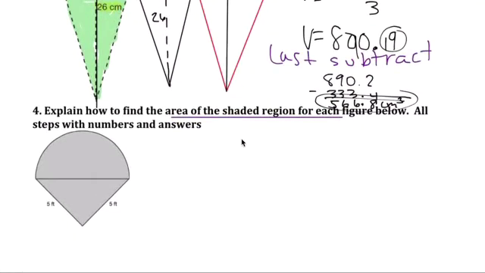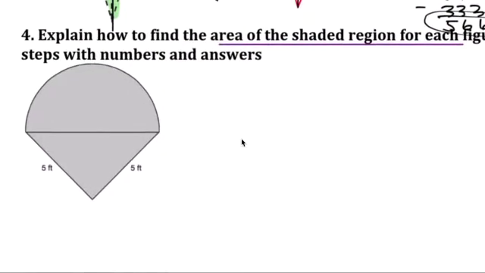Area of the shaded region. It's just to explain how to find it. I said in class all you have to do is just do the math. Hopefully on the SBAC you know how to explain it. But let's do the triangle first. You're going to add because it's all shaded, right? Area is length times width divided by 2.